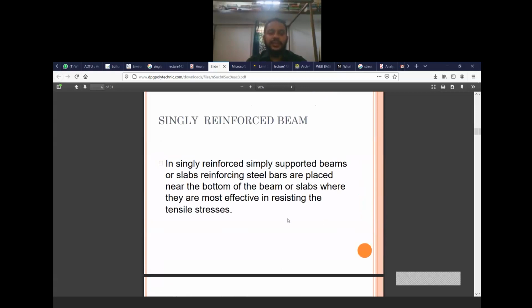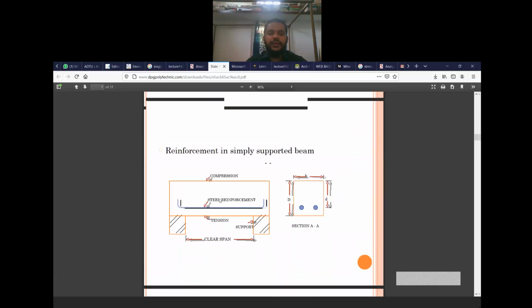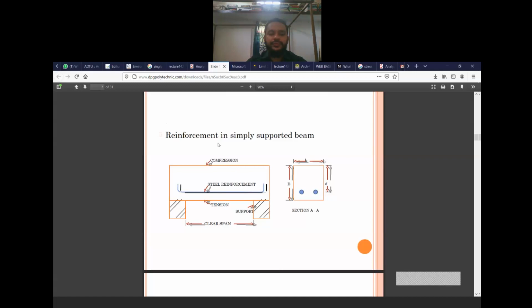So this is your singly reinforced beam. In singly reinforced simply supported beams or slabs, reinforcing steel bars are placed near the bottom of the beam or slab, where they are most effective in resisting the tensile stresses. This is your singly reinforced beam, and this is the shape of the reinforcement.